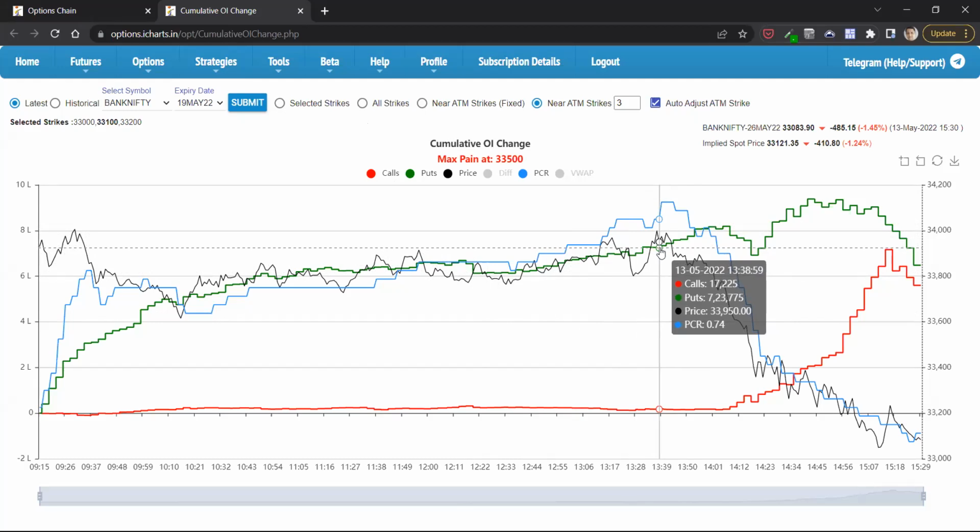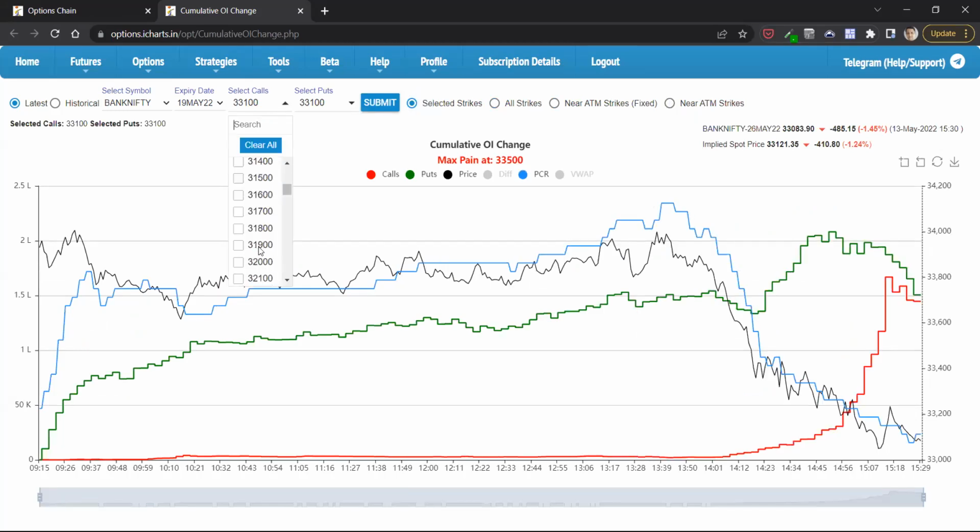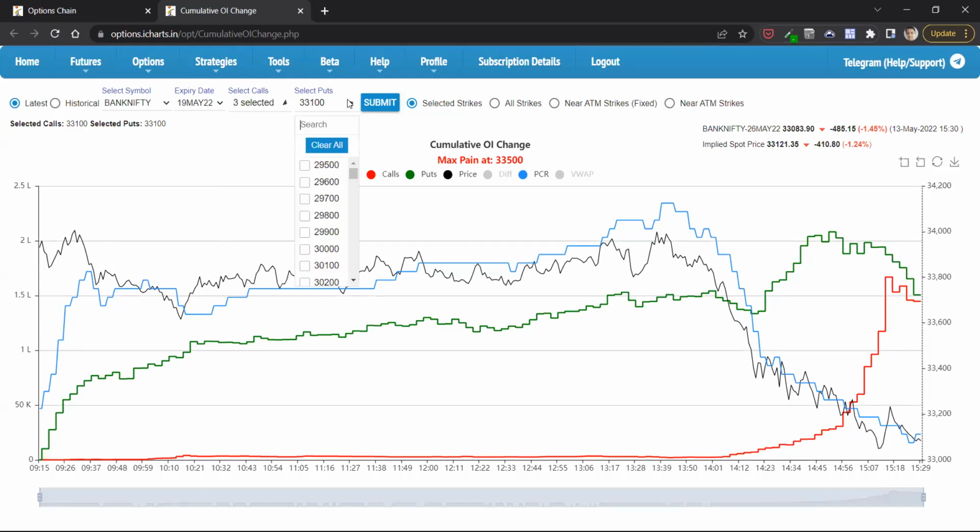Here the price was around 33,950, so let me select 33,9 over here. Just a second. Let me select these three, and also on the put side the same. 33,8 on the put side here, and 34,000 as well.